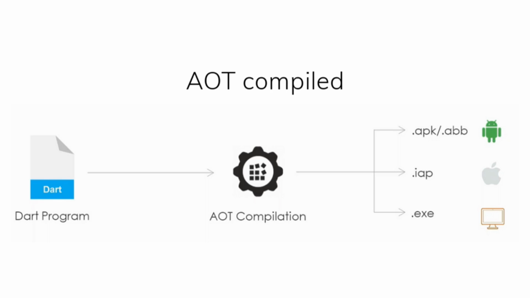AOT compilation is a very important part of Flutter and Dart application deployment. The Dart program is compiled using a technique called AOT, which is ahead-of-time compilation. So before your program is deployed, this kind of compilation occurs. By using AOT compilation, it converts your Dart program into a platform-specific executable binary file. For Android, we get an .apk. For iOS, we get an .ipa. And for Windows, we get an .exe. It is this technical secret that allows Dart and Flutter to have the feature of multi-platform application development.